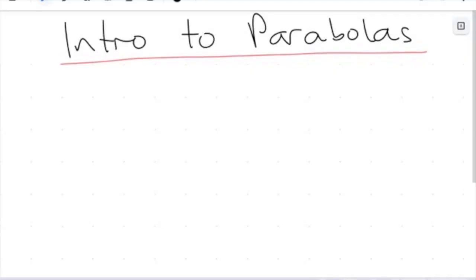Hey everyone, welcome to the second half of our quadratic equations and graphs of parabolas topic. Now we are finally going to get into talking about the parabola and what this actually is.